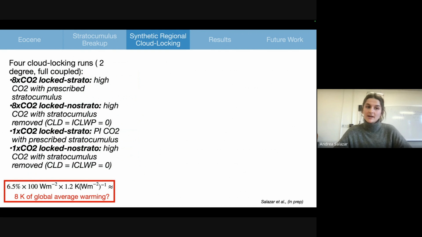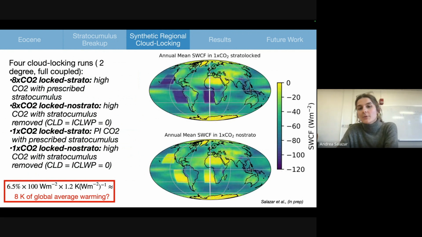So what we're going to do is perform 4 cloud locking runs, 2 at high CO2 and 2 at pre-industrial CO2. And at each CO2, we'll have a locked strato run where we prescribe very strong stratocumulus clouds, and we'll have a no strato run where we completely remove the stratocumulus clouds to quantify what the climate effect is of such a breakup. And so here what I'm showing you is just an example of what the shortwave cloud forcing would look like between a strato-locked run and a no strato run. You can see in these regions I've prescribed really strong stratocumulus clouds with shortwave forcing of, on average, 100 watts per meter squared. And then down here, I've completely removed them. So there's practically no shortwave forcing in that case.